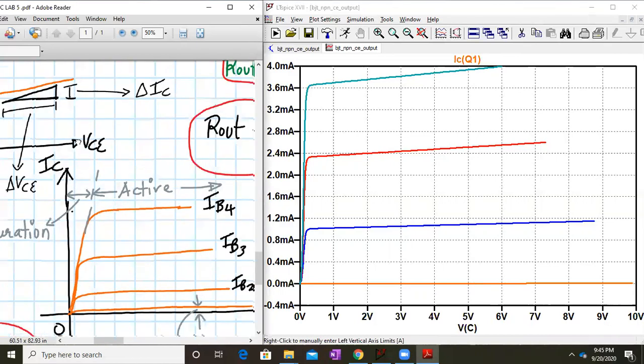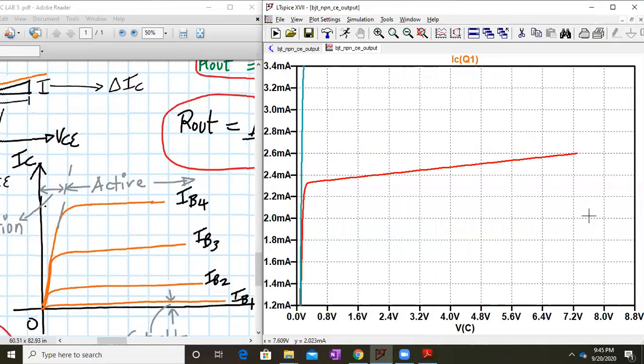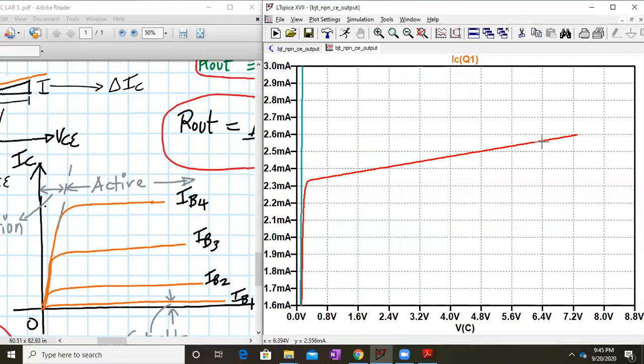So what I will do, I will take two values. I'll move this pointer over here. Let me concentrate on this curve. I'll expand this and evaluate now. This is where I place my X and Y coordinates. So VC1 is 6.394 and my IC1 is 2.559 milliamperes.